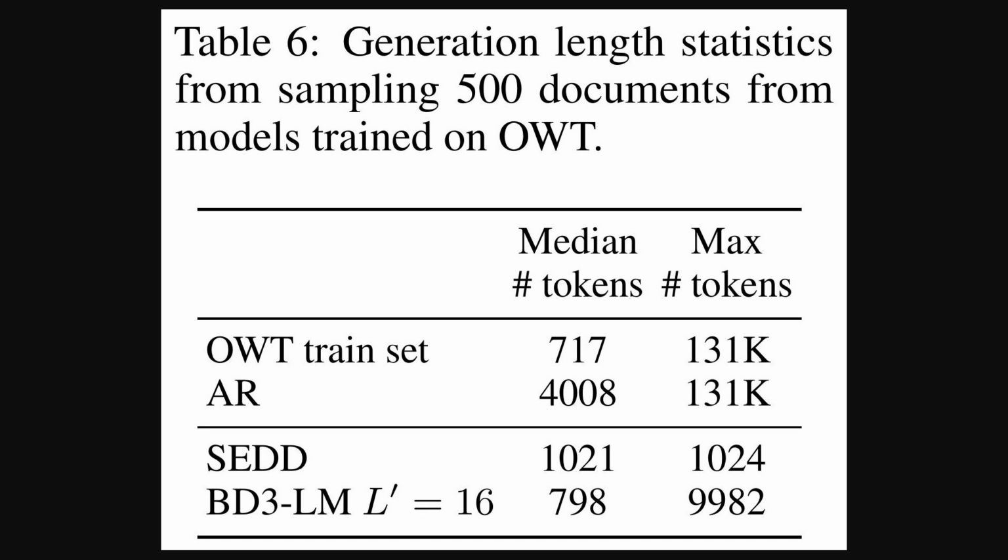Beyond just perplexity, another key aspect is generation length. This table looks at statistics from sampling documents using models trained on OpenWebText. Notice how SEDD, a prior diffusion method, is stuck around 1024 tokens max. Pretty fixed. But look at block diffusion. BD3LM with L' equals 16 reaches a maximum of nearly 10,000 tokens. This really drives home its ability to generate variable and much longer sequences compared to previous diffusion approaches.